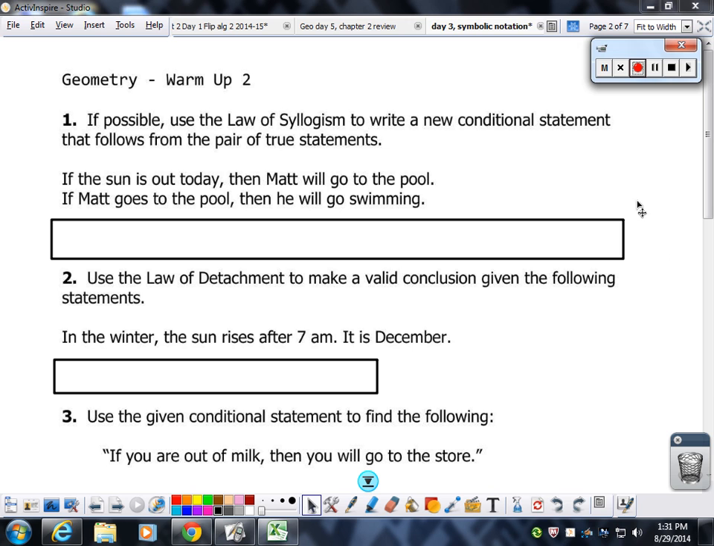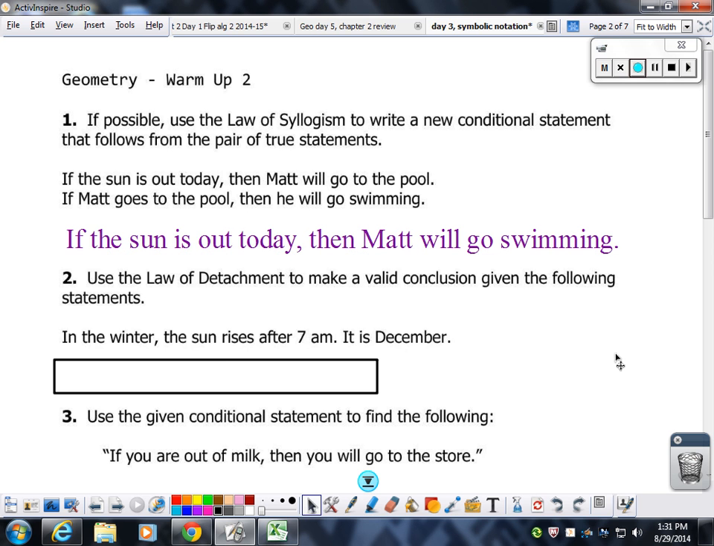Okay, now that you're ready to check your answers, number one, if possible, we want to use the law of syllogism to write a new conditional statement that follows from the pair of true statements. First statement says, if the sun is out today, then Matt will go to the pool. Next we have, if Matt goes to the pool, then he will go swimming. We can see Matt will go to the pool is the conclusion of that statement and the hypothesis of this statement, so they cancel each other out, and we have, if the sun is out today, then Matt will go swimming.